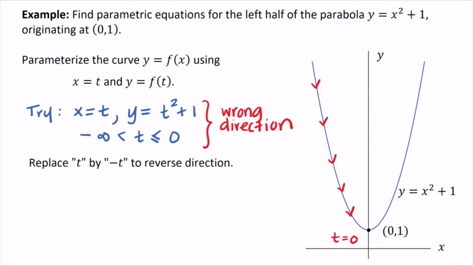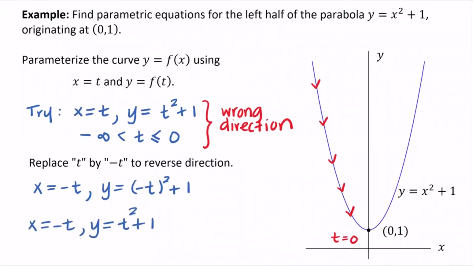While care should be taken, many times we can reverse the direction of a parameterization by replacing t with negative t in our equations. Doing that here would give us x equals negative t and y equals negative t quantity squared plus 1, which simplifies to x equals negative t and y equals t squared plus 1. To continue to generate the left half of the parabola, we can change our interval to 0 is less than or equal to t is less than infinity.